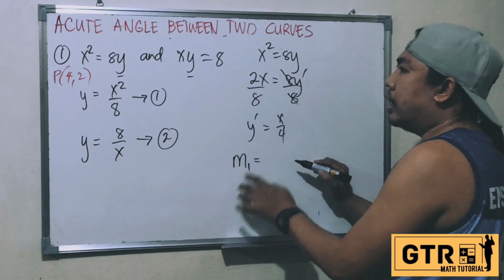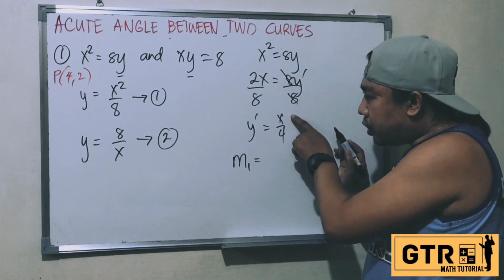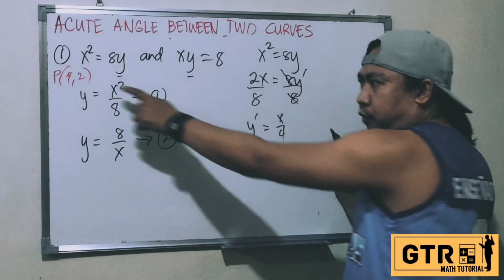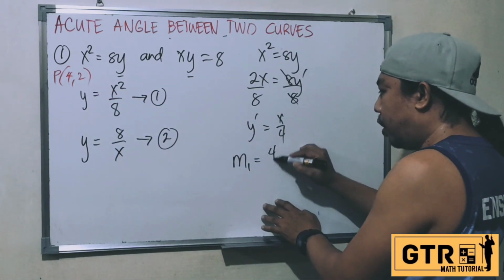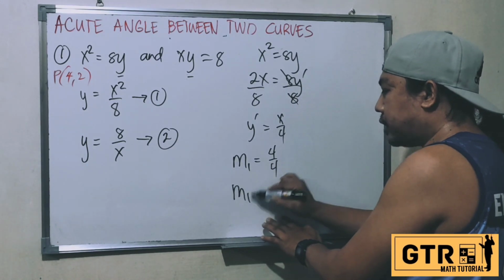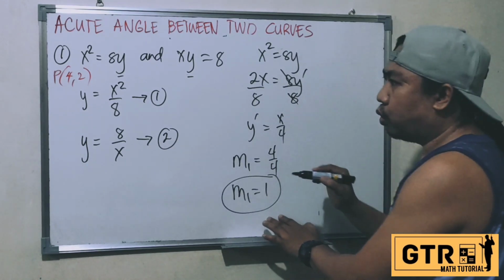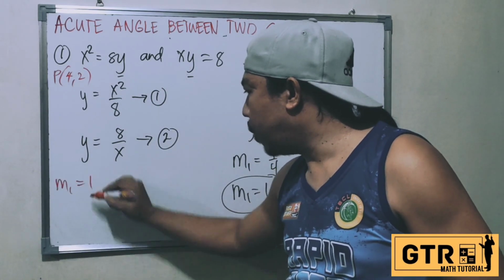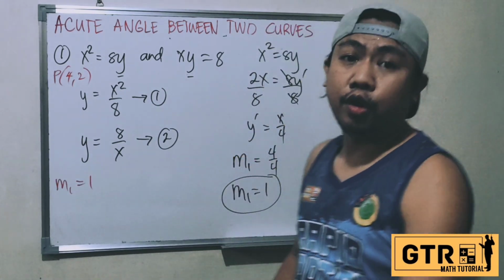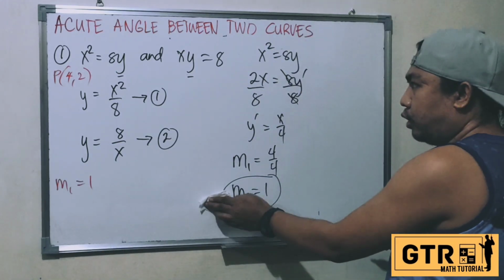So the slope m sub 1 is equal to, substitute the point of intersection 4, 2. X is equal to 4. So we have 4 over 4. Therefore, m sub 1 is equal to 1. So now, solve for m sub 2, again using the derivative.